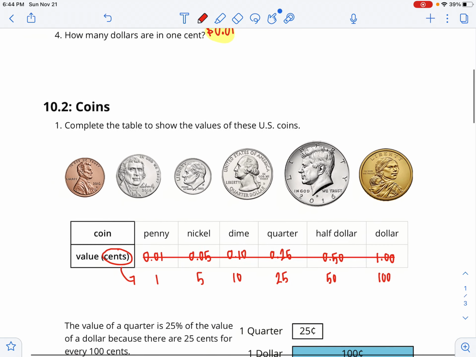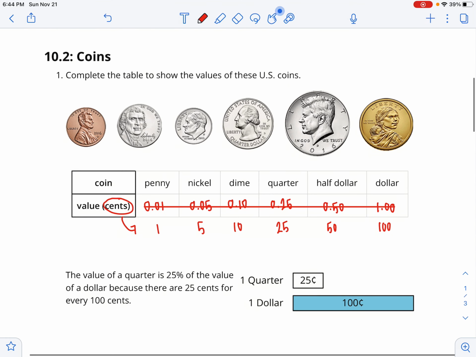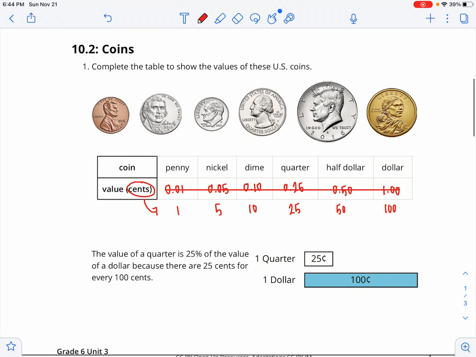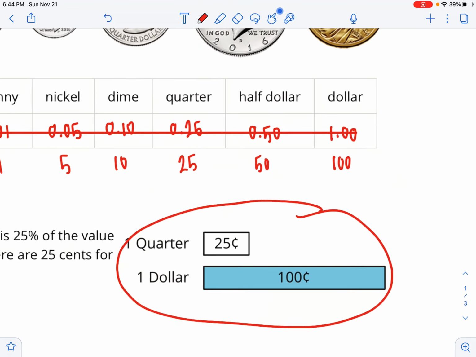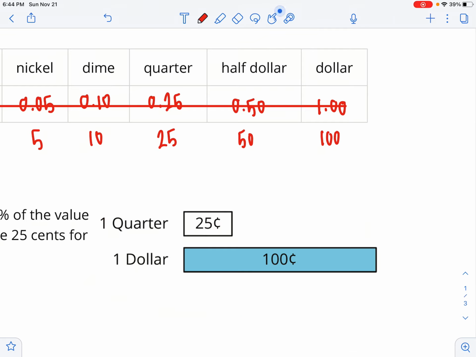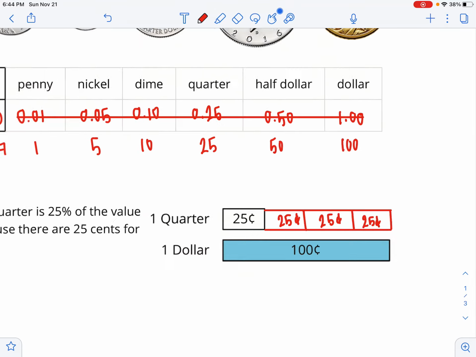Now, the value of a quarter is 25% of the value of a dollar because there are 25 cents for every 100 cents. So take a look at this tape diagram here. We know that there are 4 quarters in a dollar, right? And so that means that if we can imagine 4 groups of 25 cents, that's equivalent to our whole of $1. 25 cents, 25 cents, 25 cents, and 25 cents, equivalent to 100 cents or a dollar.